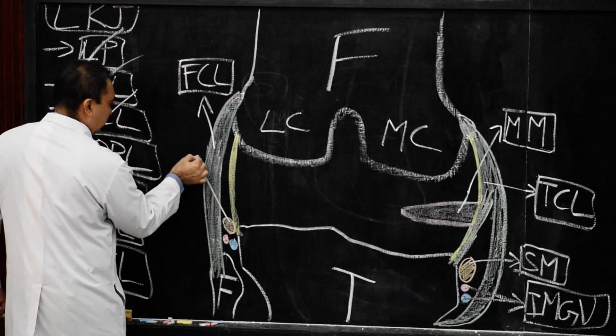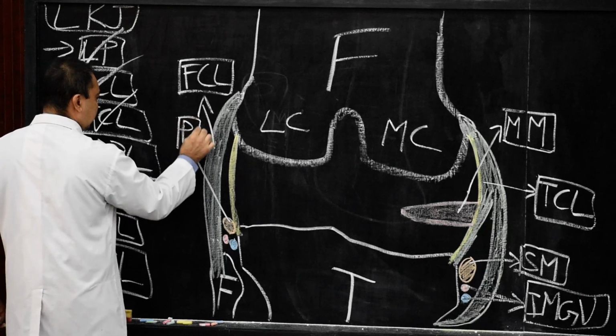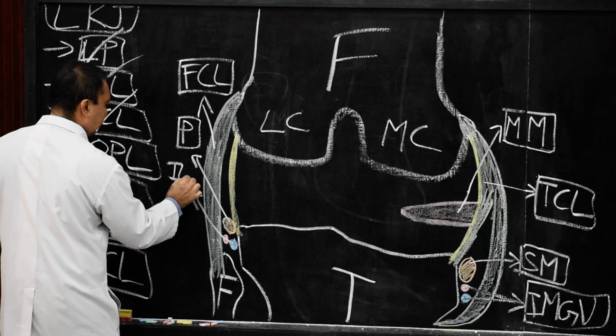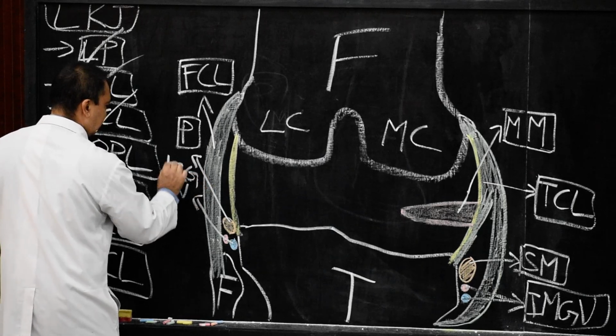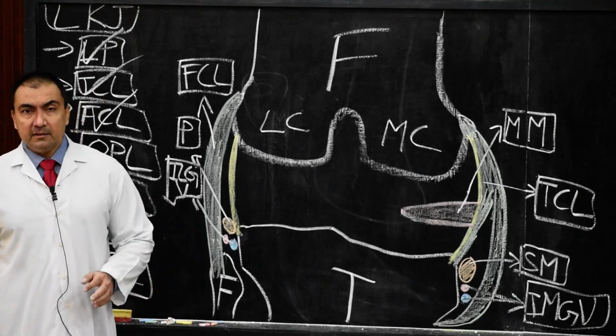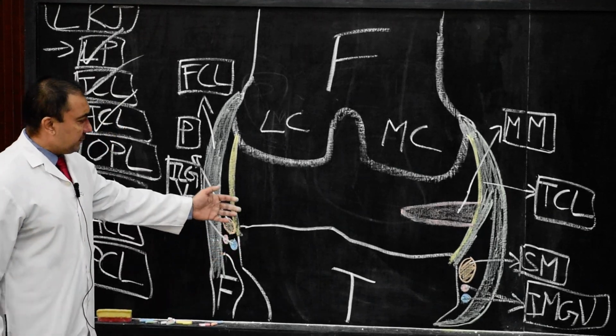Similarly, here we are going to mark this as popliteus, tendon of popliteus, and these structures we are going to mark as inferior lateral genicular vessels. So therefore, this is fibular collateral ligament. See the diagram and remember it in this way.